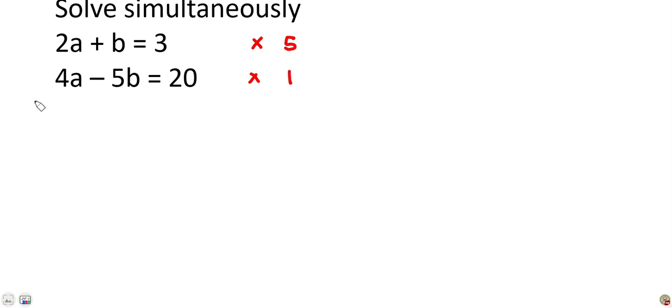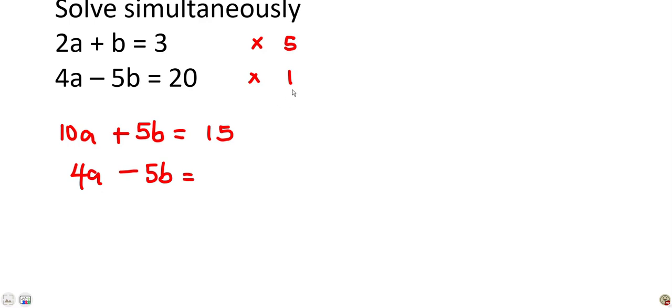So what I'm going to do is to draw a line. And then I'm going to multiply the first equation by 5. I'm going to have 5 times 2a, that's 10a, 5 times b, that's 5b, and 5 times 3 is 15. And multiply the second equation by 1. 1 times 4a, get 4a, and 1 times minus 5b is minus 5b, and 1 times 20, you get 20.